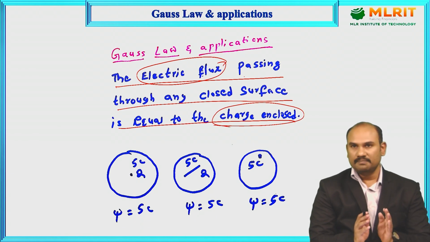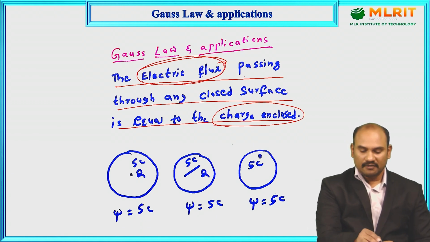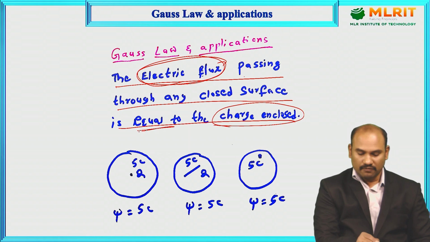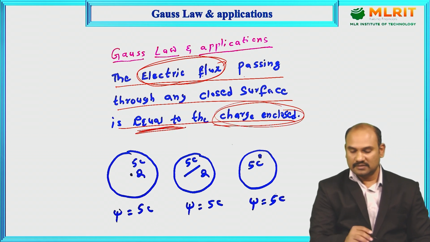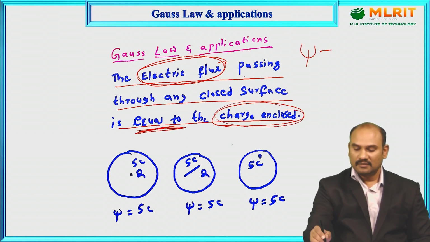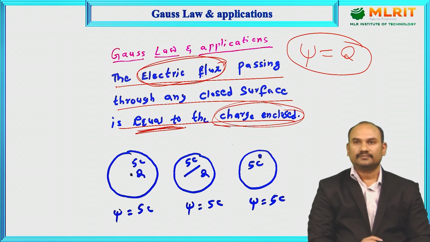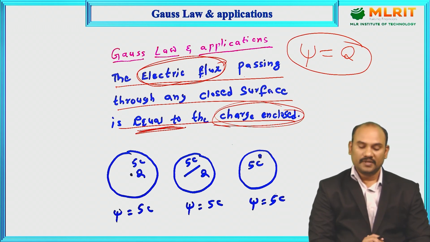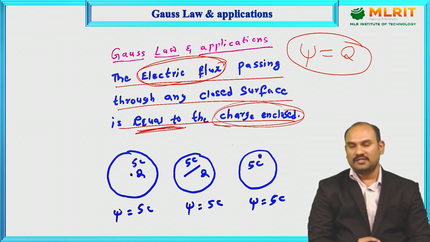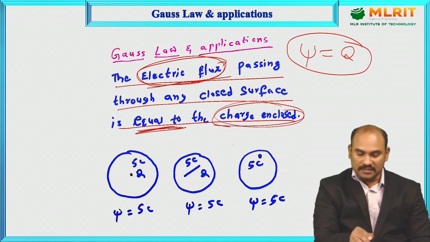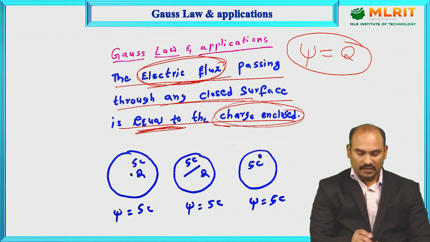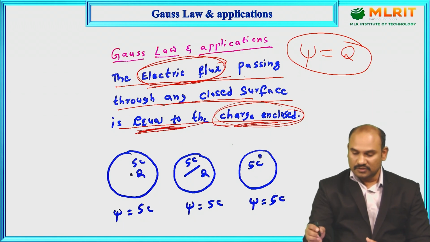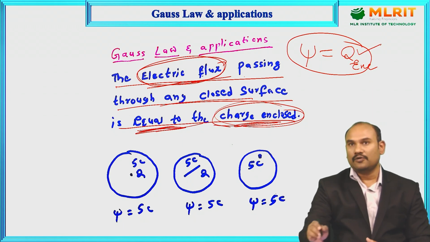To understand it in a simple manner, the electric flux is equal to the electric charge. Electric flux is psi, electric charge is Q. Psi equal to Q. Straight away you can say psi equal to Q. This is Gauss law. To be more comprehensive, the electric flux passing through a closed surface is equal to the charge that is enclosed. I write here ENC, meaning charge enclosed.